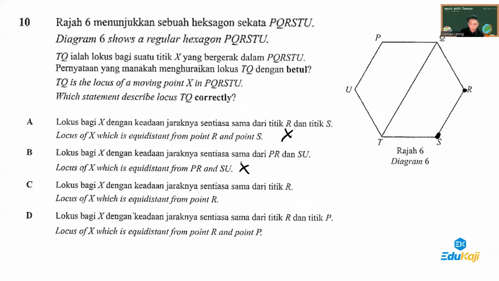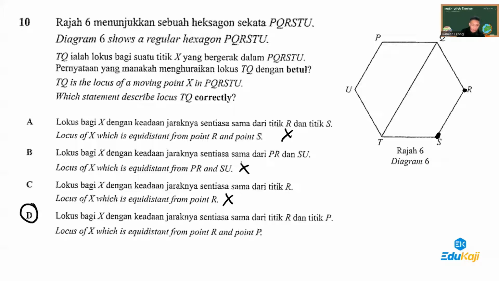Locus of X equidistant from point R. Equidistance from point R definitely is wrong. There's no way you can be equidistant from a single point. It can be a constant distance from one point, but it cannot be equidistant. If it's constant distance from one point, then it's a circle. So definitely it is wrong as well.